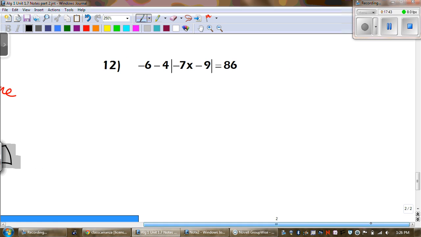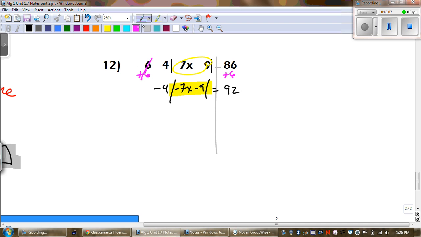All right, last one. Okay, there's my absolute value. I'm going to add the 6 first, and I get -4. The absolute value stays exactly the same, -7x minus 9, equaling 92. Remember, that's multiplication. To get rid of multiplication, I need to divide. Everything inside the absolute value stays 100% exactly the same. And 92 divided by -4, hopefully you've done that on your calculators already, you get -23.